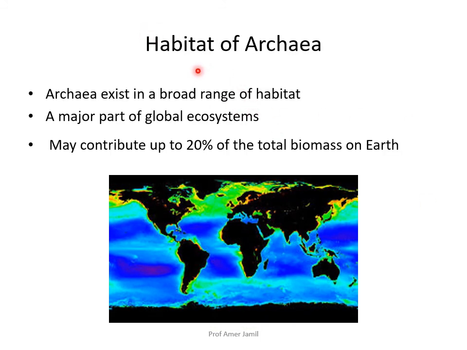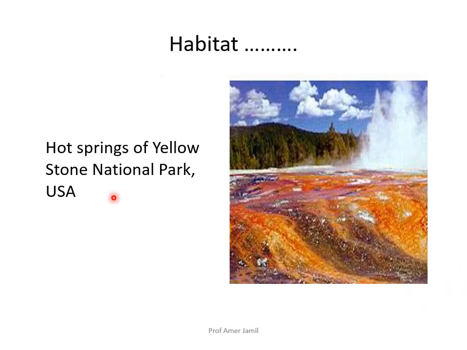They exist in a broad range of habitats and major global ecosystems. Archaea may contribute up to 20% of the total biomass on the earth, which is quite significant. They also exist in the hot springs of Yellowstone National Park, US. You know that there are hot spring geysers erupting, some after every few minutes, others after every few hours, others after a few days, weeks, and so on. So these are hot geysers over there.